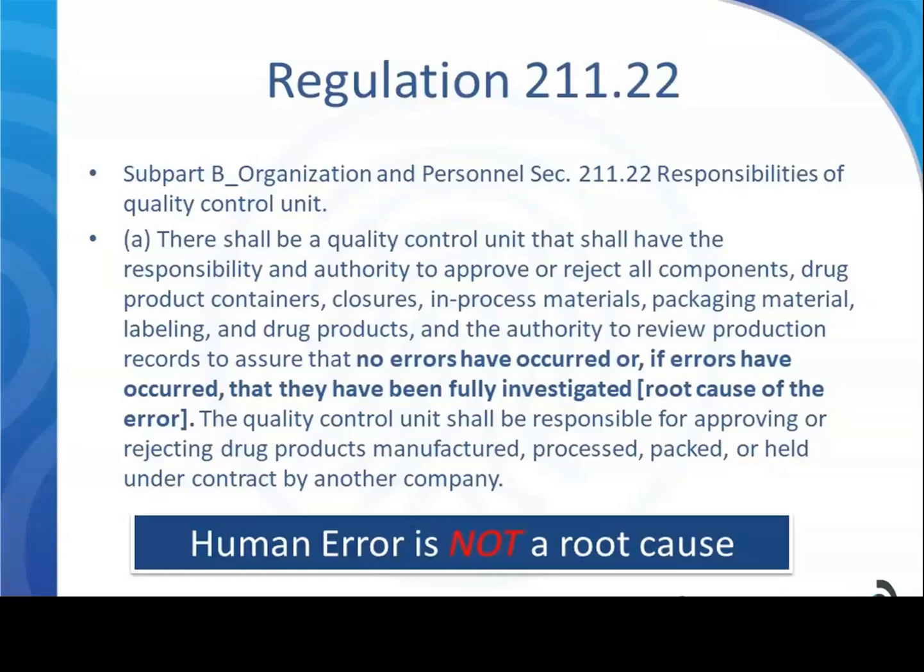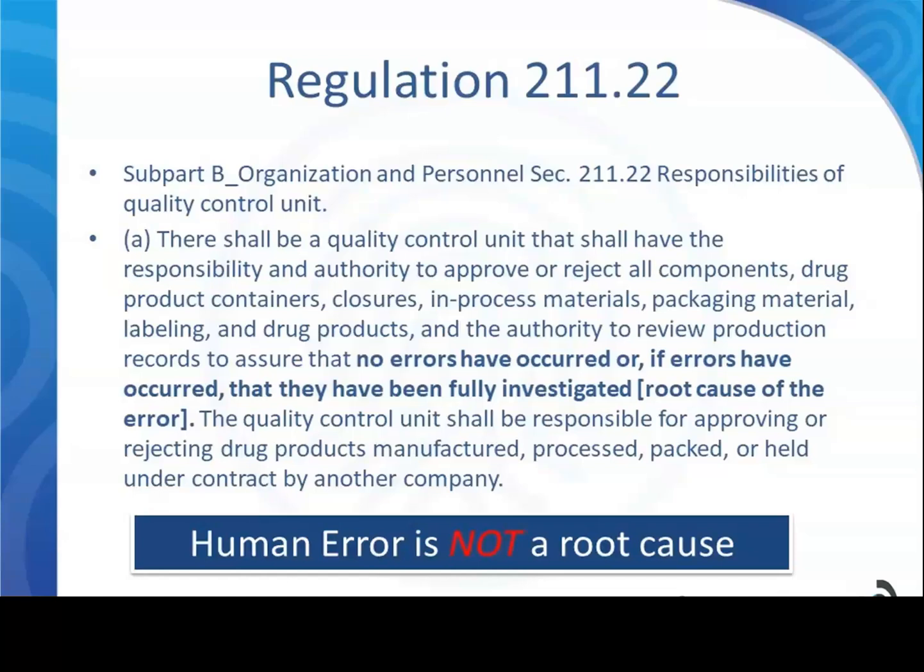I'm using 211, but we all know that GMPs across the world, at the end of the day, come from the same spirit. If you understand the ultimate reason for these requirements, they're all expecting basically the same thing. So I'm just going to use 211 as an example, specifically 211.22 when it talks about the responsibilities of the quality control unit. And in this paragraph, basically saying, well, you do have to make sure there's quality in the product, and for that, I'm going to give the authority to the quality control unit to review production records to assure that no errors have occurred, or if errors have occurred, that they have been fully investigated.